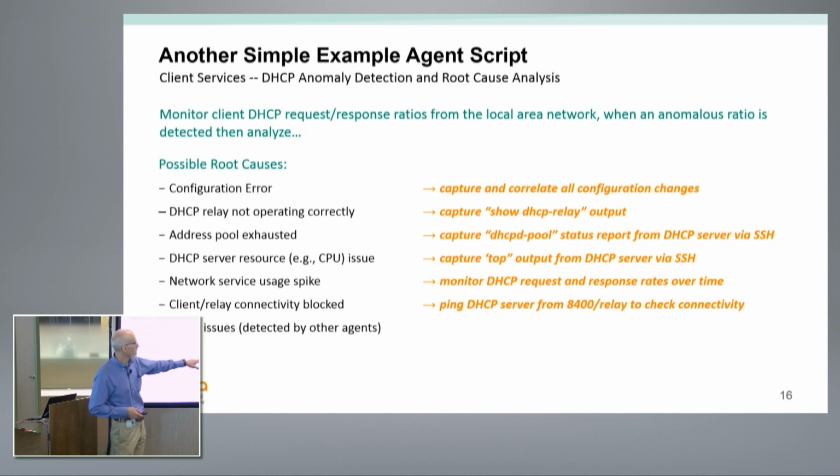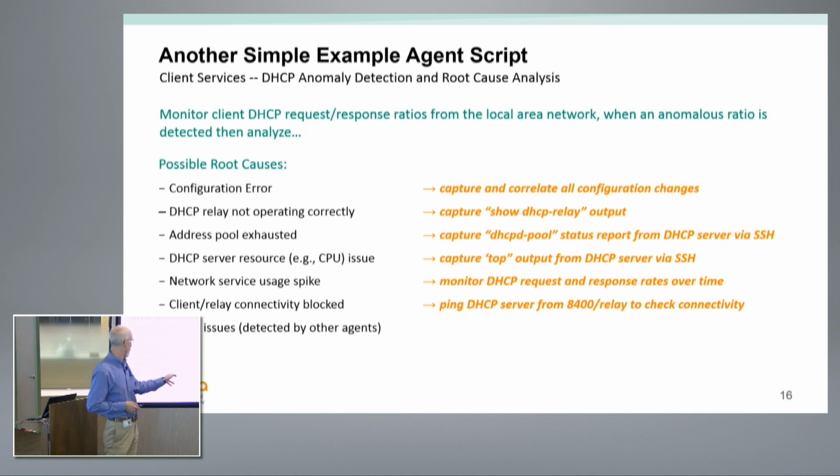We could also maybe SSH to the DHCP server and execute a command. This is a Perl script, really nice Perl script that actually shows you the status of the IP address resource pools on the DHCP server, so you could actually see that. You could maybe also SSH to that DHCP server and execute top to see the state of the CPU and RAM. And of course, kind of the more important thing is to be able to actually monitor the DHCP request reply rates over time and see how those change.